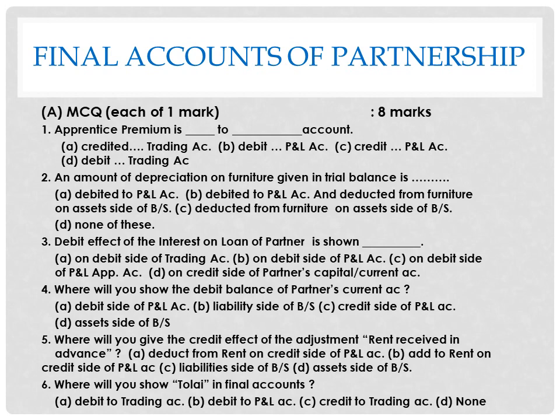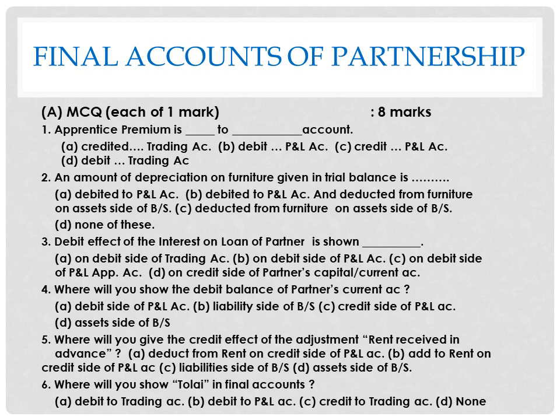Fifth question, where will you give the credit effect of the adjustment rent received in advance? A deduct from rent on credit side of profit and loss account, B add to rent on credit side of profit and loss account, C liability side of balance sheet, and D asset side of balance sheet. Credit effect of the adjustment rent received in advance, where will you give it?